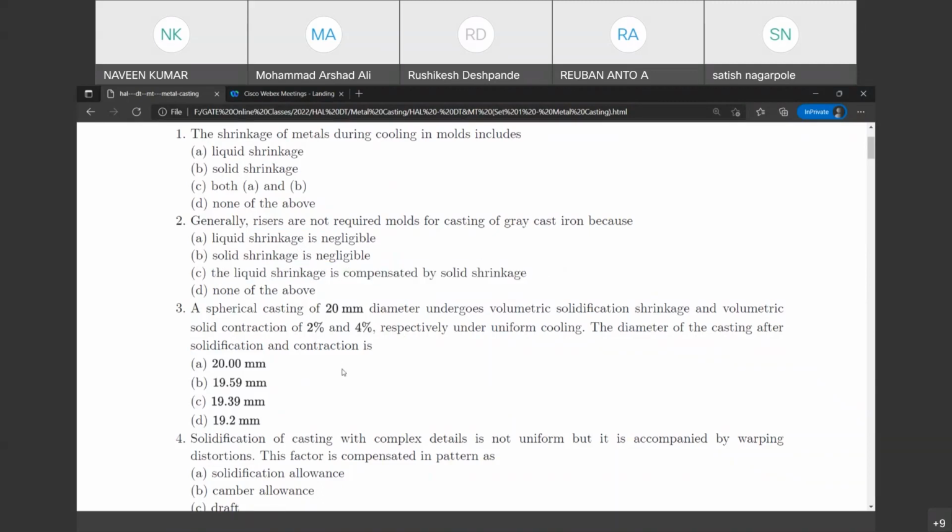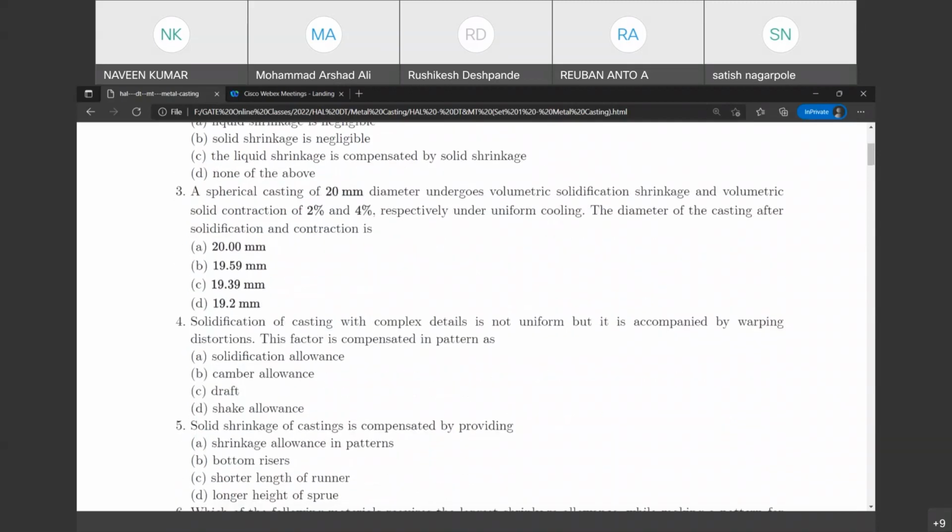So what is the next question? What is the answer of the next question? Here it is having some small calculations. I hope you can do this. Okay. Satish is saying B. Any other? Anyone with any other answers?